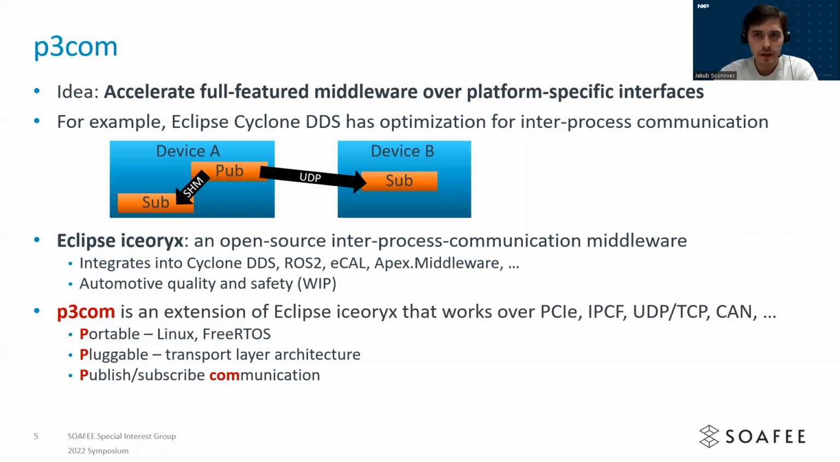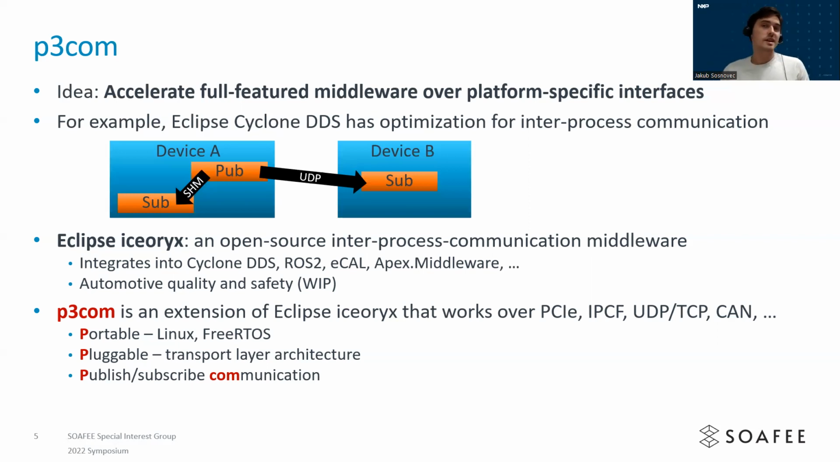And actually, in the case of Cyclone DDS, it's using another Eclipse project called iceoryx to achieve this shared memory communication. So iceoryx is also a middleware library, but it only works for inter-process communication, and it's very, very good at that. It's really fast, with minimum overhead. It allows zero-copy sharing. It's really very efficient, and we are quite fond of it. And for this reason, we found iceoryx to be the perfect foundation for our project called p3com.